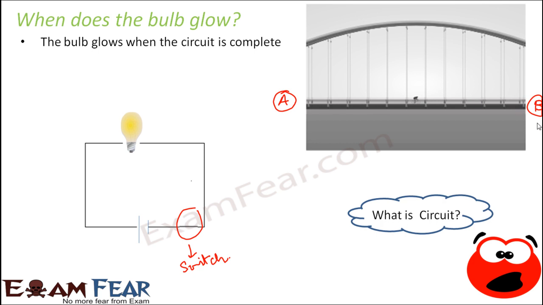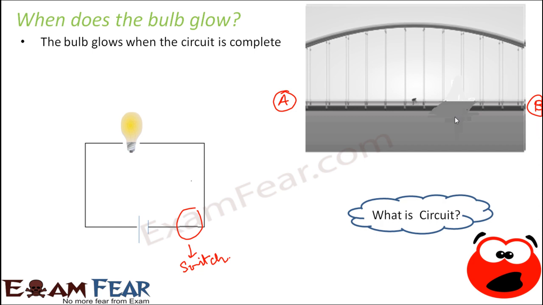Now let us say somebody breaks this bridge in the middle. Do you think that the cyclist will be able to reach town B? No, because in this portion there is no path over which he can ride his cycle. As soon as he reaches here, he will have to stop. As a result, the cyclist will not be able to reach B. Why? Because the path is not complete.